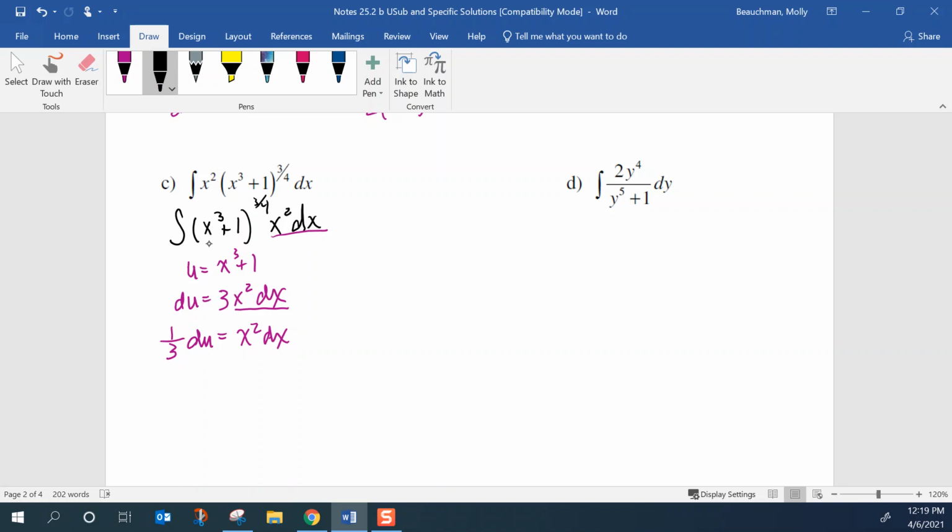So now I'm going to do the u substitution. I'll get the integral of u to the power of 3/4 times 1/3 du. Do a little rearranging by rewriting the 1/3 times u to the 3/4 du. And now you can apply the power rule. So all this work is done up front before we even do the calculus portion.